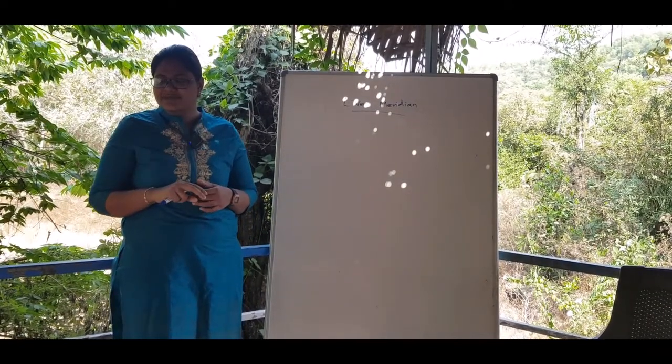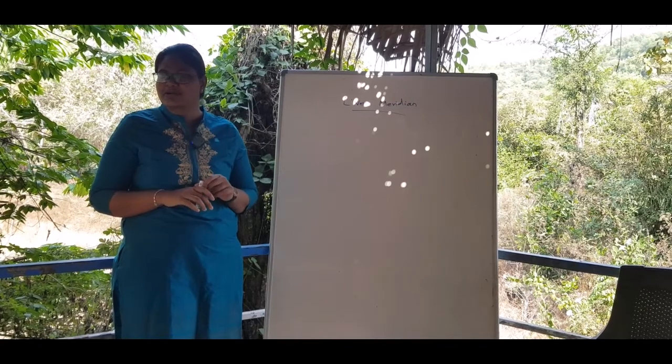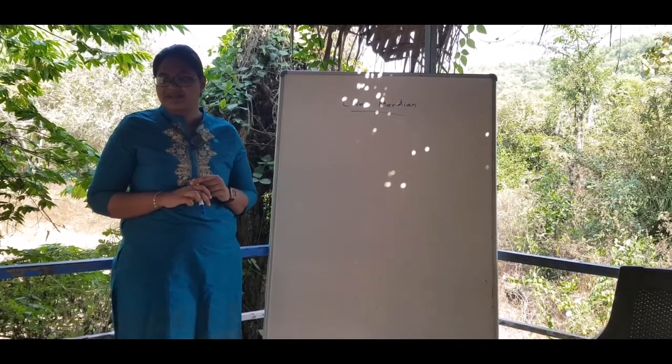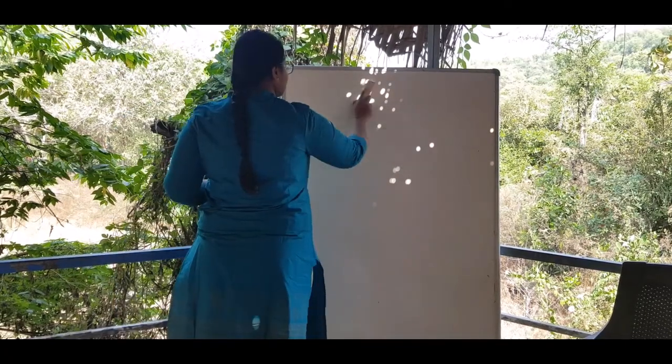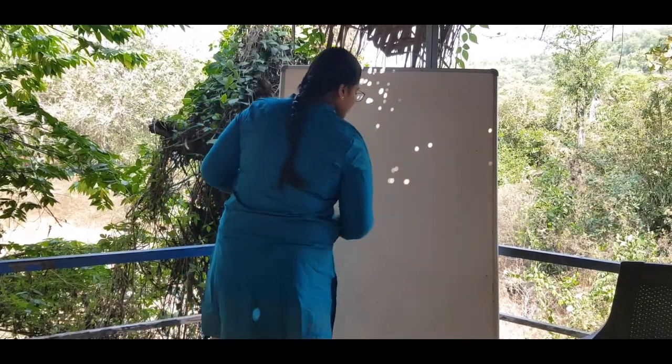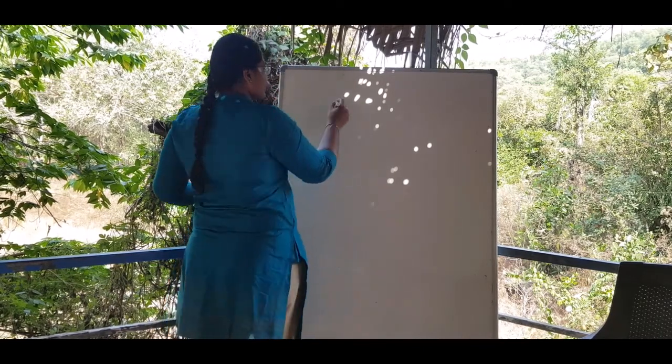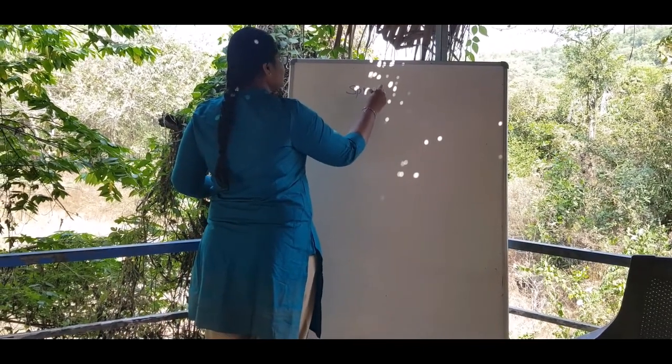We should sleep before 1 a.m., because 1 a.m. to 3 a.m. is your liver meridian's time. Then 9 a.m. to 11 a.m. is the spleen's time. That's why we used to have classes during 9 a.m. to 11 a.m.